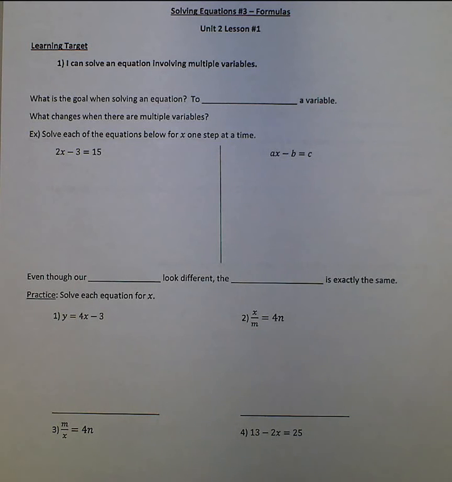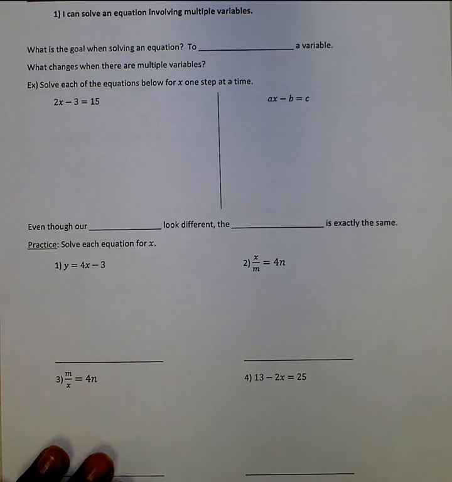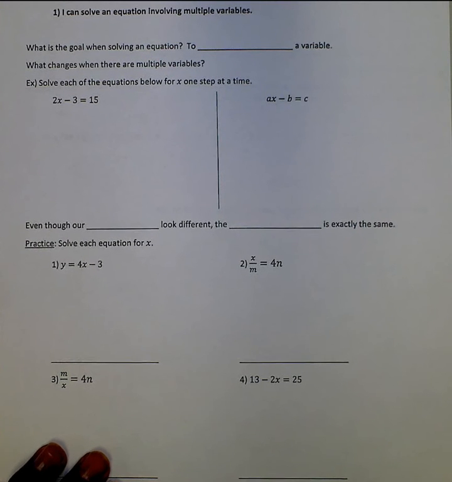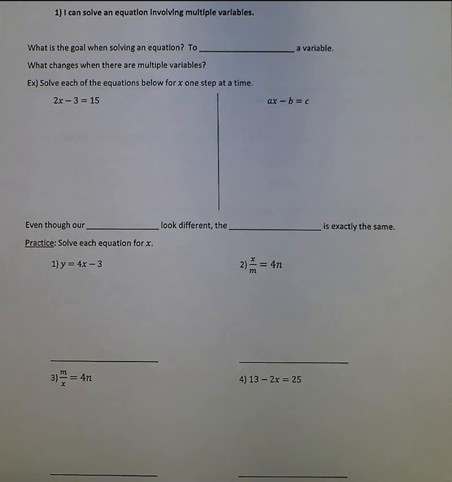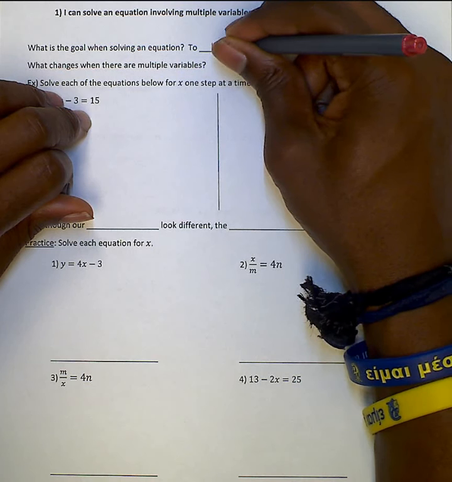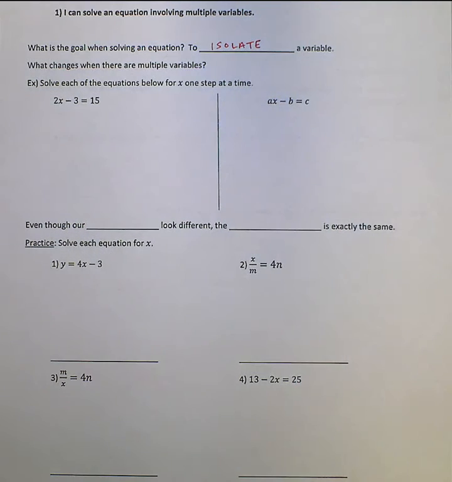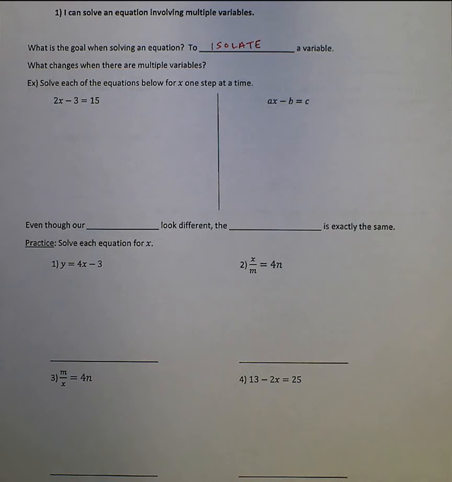Alright, so what's the goal when we solve an equation? No matter what, when we're solving an equation, our goal is to isolate a variable. Remember, isolate just means get it by itself. We want to get a variable by itself. So what changes when there are multiple variables? Nothing really, except for the decision of what we're going to try to get by itself.